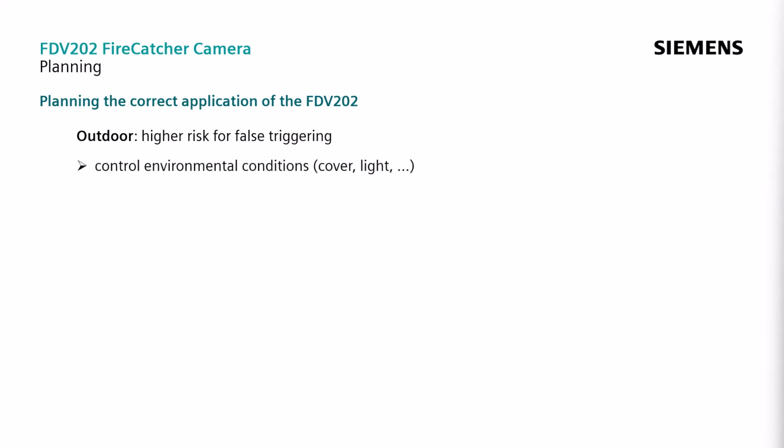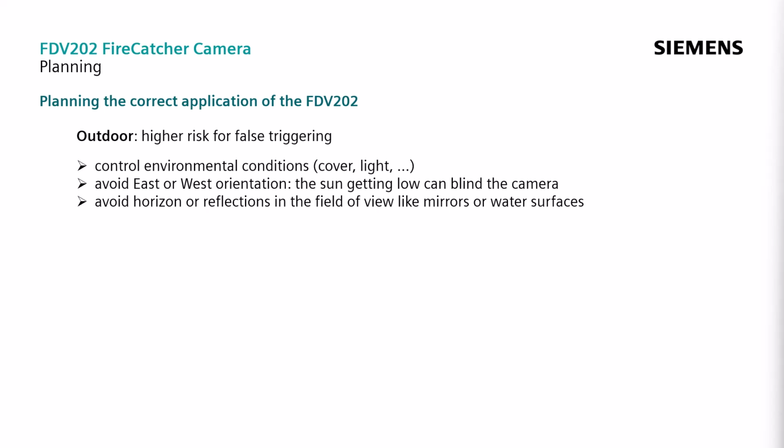Please also keep in mind that an outdoor installation of the camera has a higher risk for false triggering. If possible, try to control environmental conditions, influences like cover, light, etc. Please avoid an east or west orientation of the camera because the sun getting low can also blind the camera. Additional horizon or reflections should be avoided in the field of view. Finally, keep in mind that wind will have a big impact on the distribution of smoke. So, make sure to take this into account when aligning the camera.